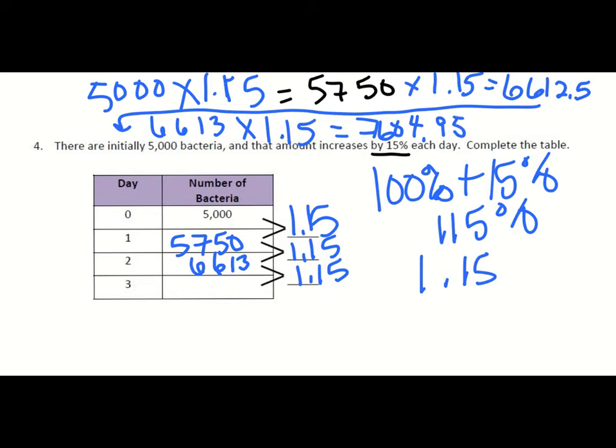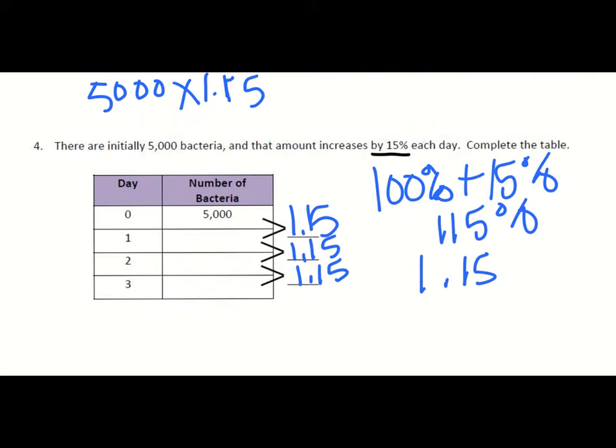You're going to get 7,604.95. Or you could leave it at 6,612.5, and that's about 7,605 or 7,604. So either way, you got about 7,605.